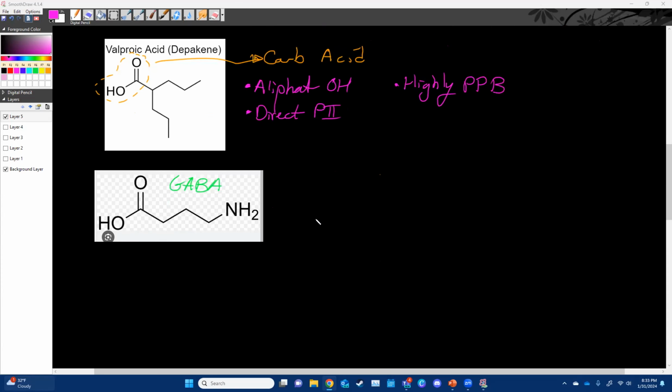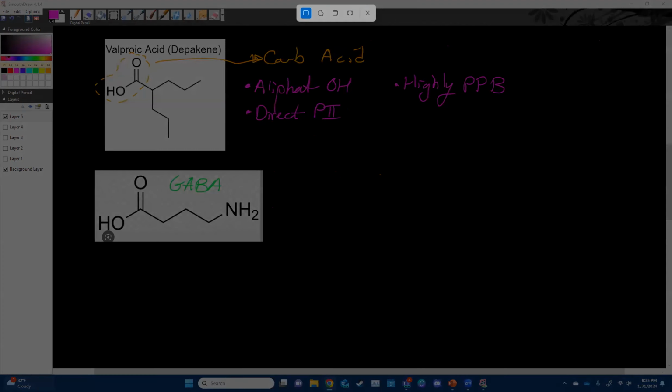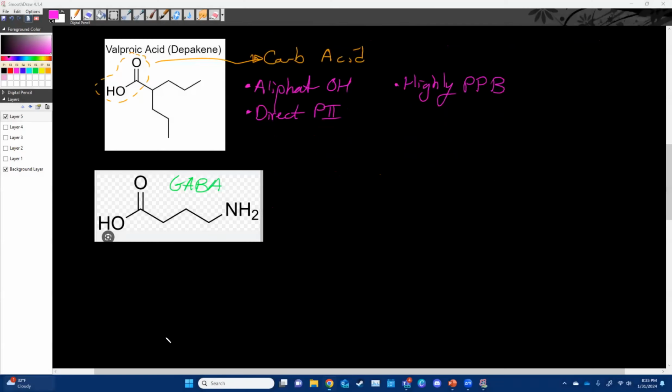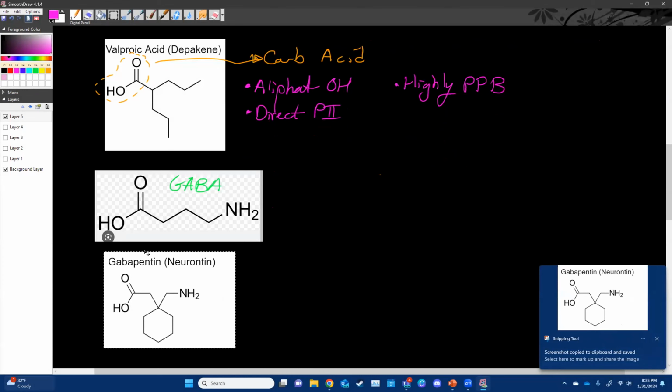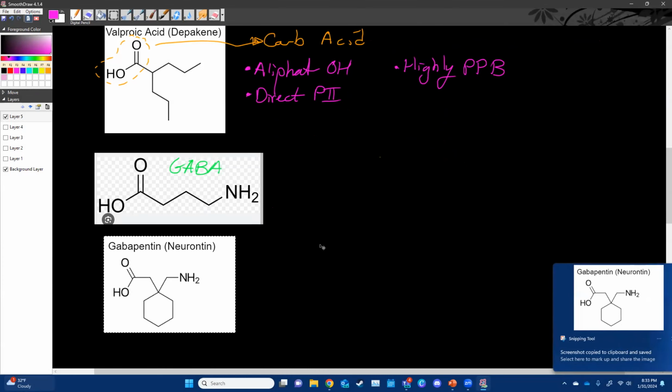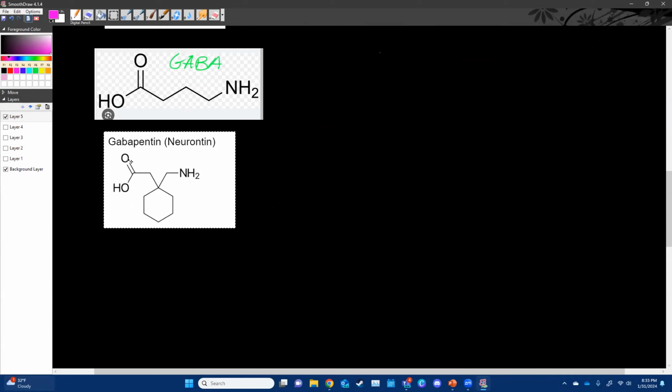Now, what is very similar to GABA is gabapentin. Gabapentin essentially takes the structure of GABA and locks the position of the carboxylic acid and the amine with this ring.